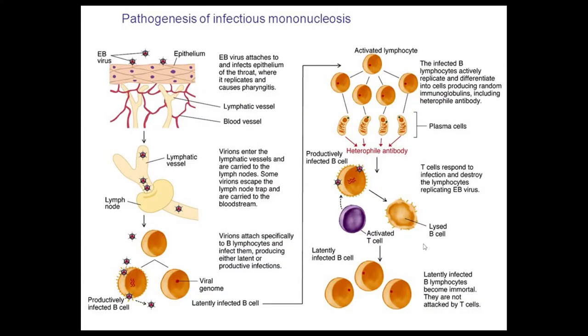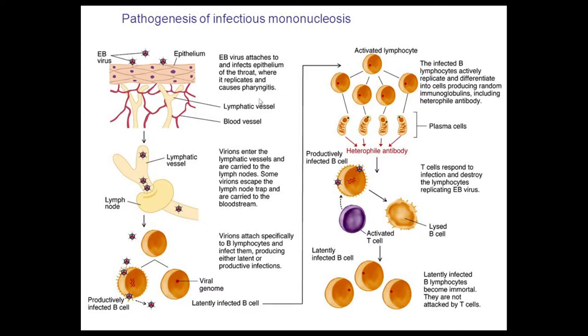So pathogenesis. When the virus attaches to and infects the epithelium of the throat, it replicates, causes pharyngitis, and then through lymphatic vessels it goes to the lymph nodes. So the infection may be localized in the lymph nodes. Then virions escape from the lymph nodes and go to the bloodstream where they multiply and specifically infect lymphocytes and produce latency or productive infection.